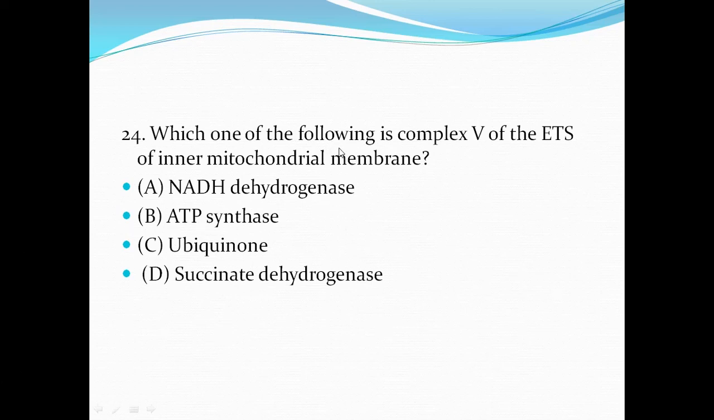Which one of the following is complex 5 of the electron transport chain? Now remember that complex 5 is nothing but ATP synthase, which synthesizes ATP when the hydrogen ions or protons pass through this enzyme, which is located on the inner membrane. ATP is synthesized from ADP. So you already know chemiosmosis. In chemiosmosis, hydrogen ions accumulated in the intermembrane space pass through complex number 5, that is ATP synthase, and when they pass through it, ATP is synthesized from ADP.